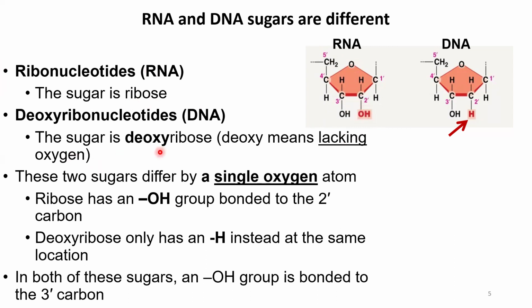But then when we look at DNA, or deoxyribonucleotides, the sugar itself is called deoxyribose. And that is because it is lacking the oxygen in the 2' carbon where we would see it in RNA. Now, the main difference is that single oxygen atom that is missing, and all of the 3' carbons have that hydroxyl group.